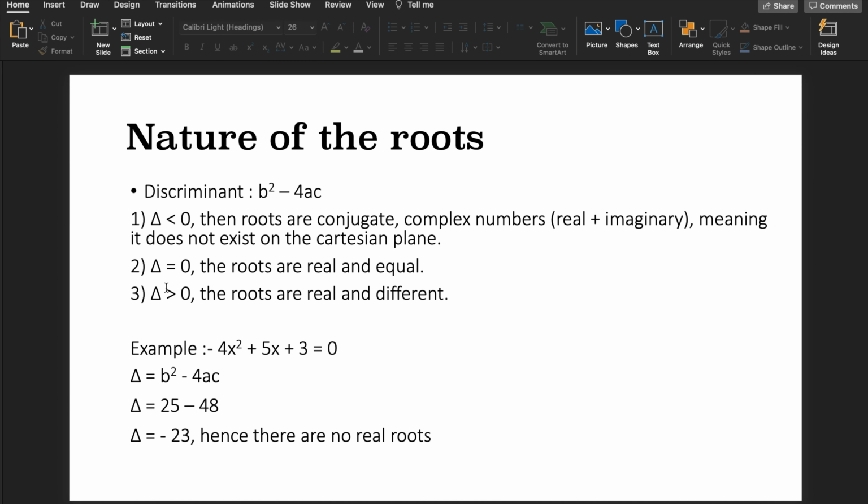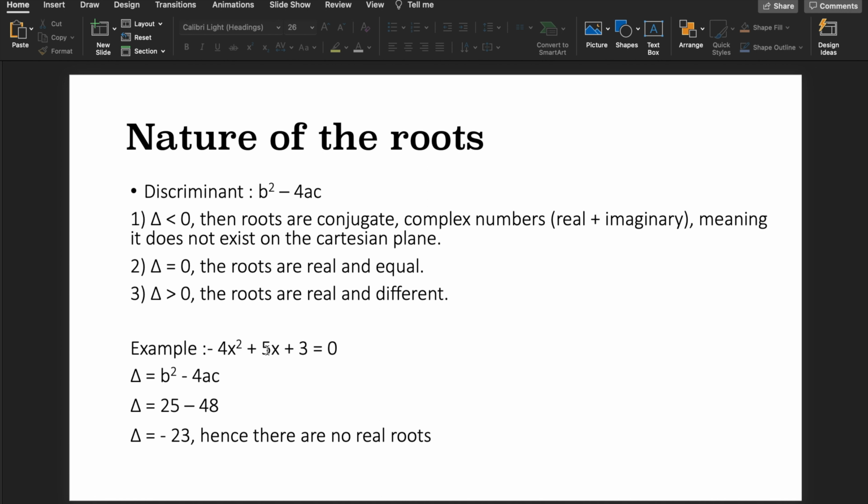Okay, the third part is if the discriminant is greater than 0, then the roots are real and different. It's very important to be able to distinguish between the delta being equal to 0 and being greater than 0. If it's 0, then it's equal. If it's greater than 0, it's different. Like the two roots will be different.